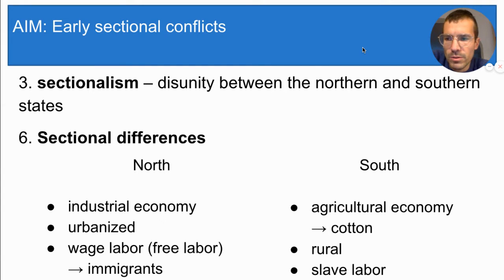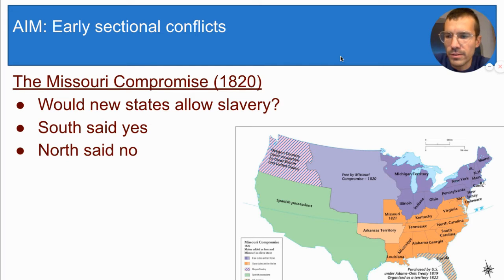In the last video, you learned how differences between the North and the South led to disunity between those two regions of the United States, and we call this disunity sectionalism. Remember, the North was more industrial, had more cities, and had an economy based on free labor. The South was more agricultural, more rural, and had an economy based on slave labor, especially cotton. Now we're going to look at two specific conflicts that these sectional differences created. You don't need to copy any vocab yet.